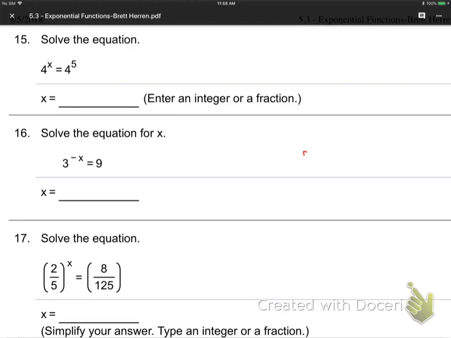Looking at equations, how do you handle X's in the power zone? Exponential functions, when it comes to the equations, they want to know X there. You get rid of it with a log later. So what do you think: 4 to the X equals 4 to the 5th? Well, then X equals 5. Isn't that great?